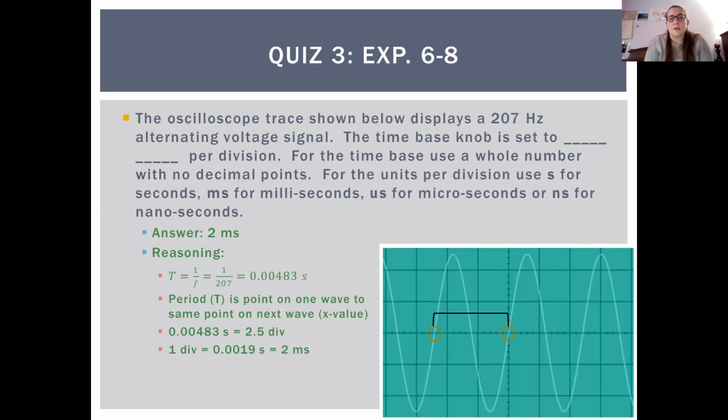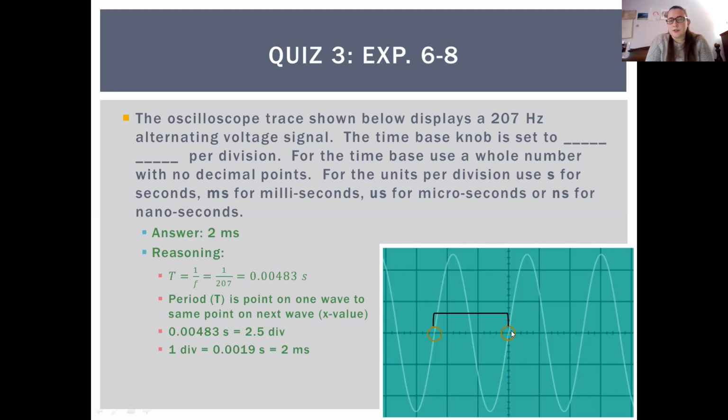So our frequency is 207 hertz, and if period is 1 over frequency, then the period is 1 over 207, or 0.00483 seconds. Since our x value in an oscilloscope is time, our period is the distance from crest to crest or trough to trough. So the distance from a point on one wave to the same point on the next wave in the x direction, that's our period.